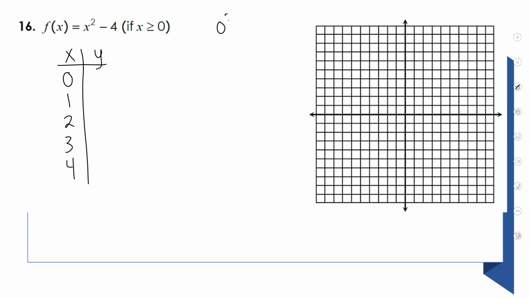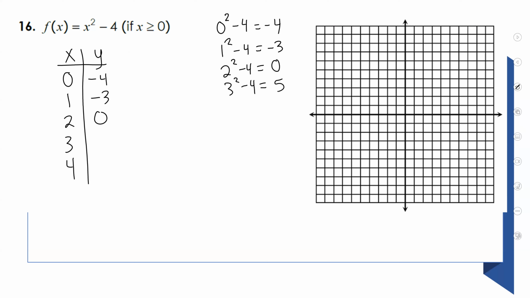What is 0 squared minus 4? Yep, negative 4. What is 1 squared minus 4? Yes, negative 3. What is 2 squared minus 4? 0. 3 squared minus 4? 5. And I'm going to do just one more. 4 squared minus 4? 12.